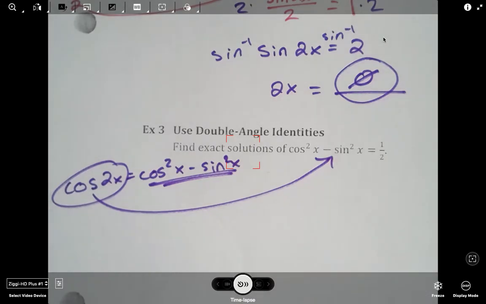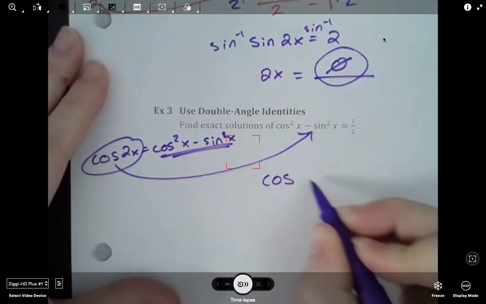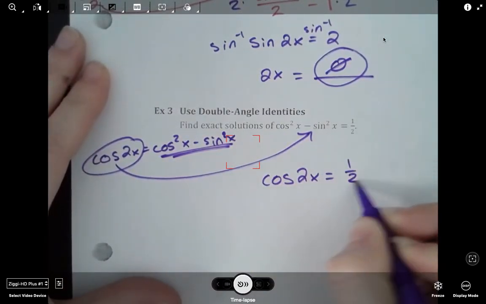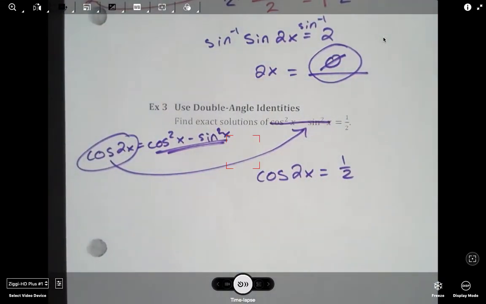Now this one should be fairly easy. Cosine of 2x equals 1/2. That's what we have right now because we've replaced this guy with the cosine 2x. Okay? Cosine 2x equals 1/2. Now what do you do?